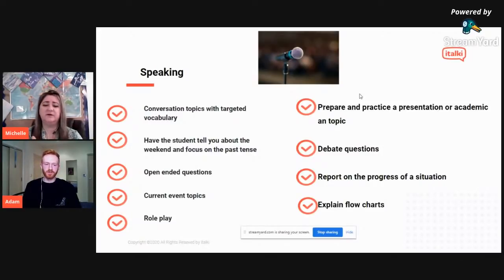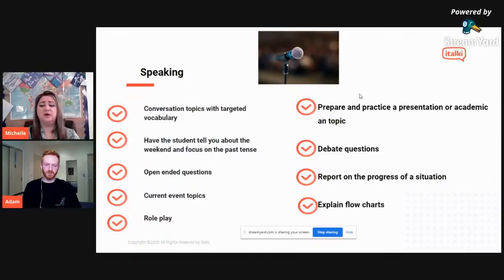One more I have are debate questions. I have a student from Korea that loves debate questions. So we get to look at pros and cons, which is great because we can learn about pros and cons, pluses and minuses, advantages and disadvantages, right? So we can go over all of those and look at both sides of an issue.